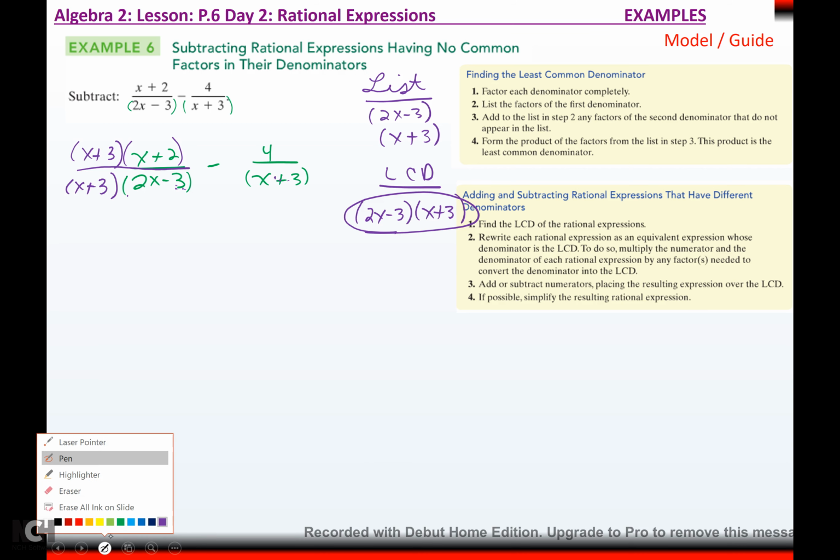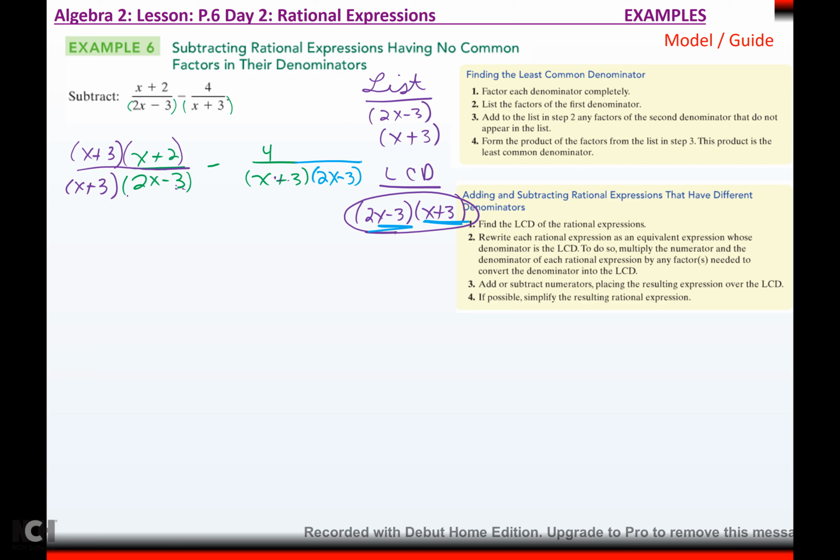The second denominator has the x plus 3. It's missing the 2x minus 3. So I'm going to multiply by it, and now it has it. But if I do it to the bottom, I have to do it to the top. And now do you see they're in a different order, but do the two denominators have the same two factors in them? And yes, they do. So that's my common denominator, x plus 3 times 2x minus 3. Because now I can keep it since they match. You keep that and you do this math on top.